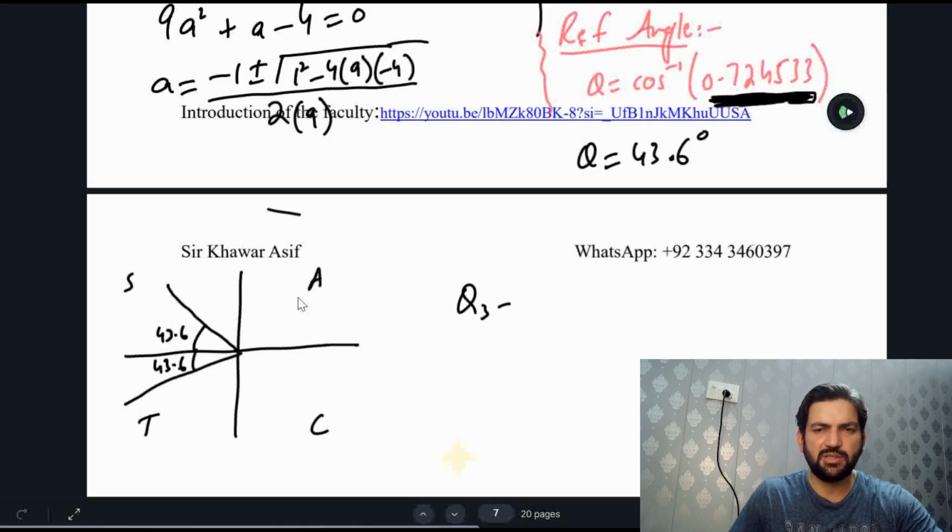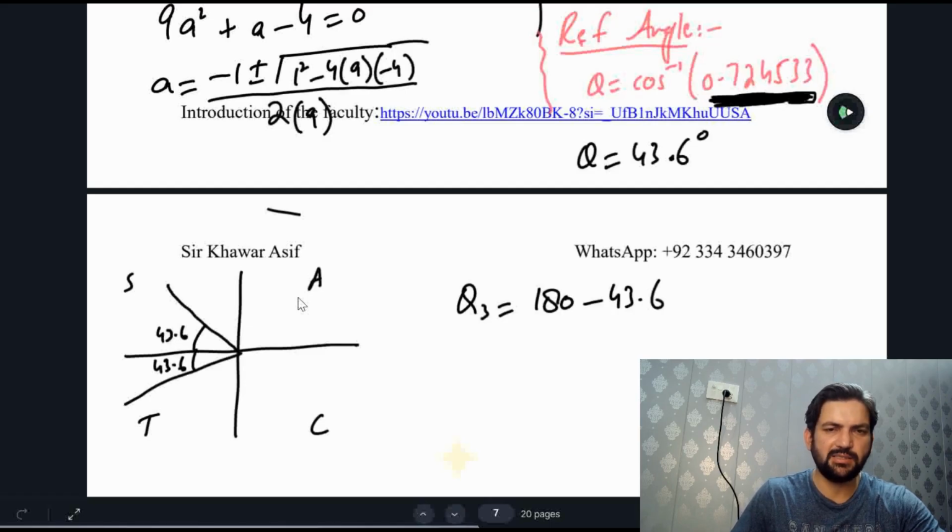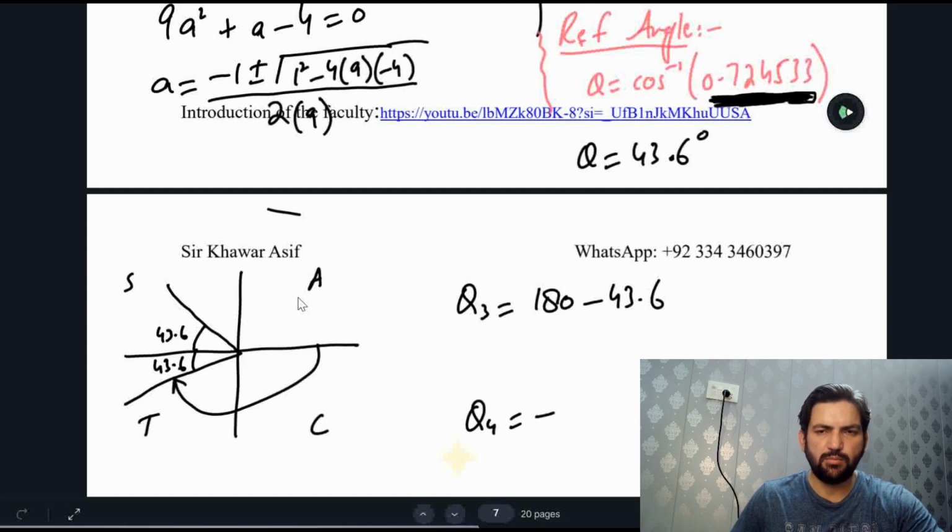The first one, theta 3 will be equals to 180 minus 43.6 degrees, because we have to go from this way to this way. And for the second one, this will be out of range, so we will ignore the second one. Now for clockwise, we will have two answers. The first one for this one will be theta 4 is equals to minus 180 minus 43.6 degrees, and the other one will be from this point to this point. This will be out of range, so we will ignore this one.